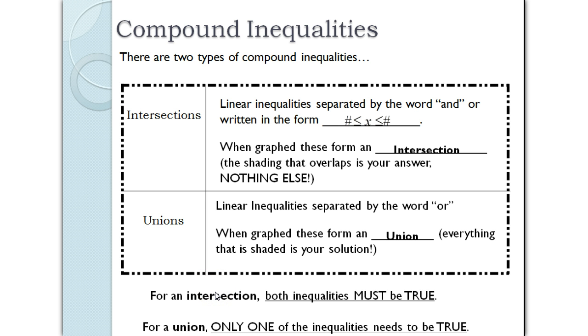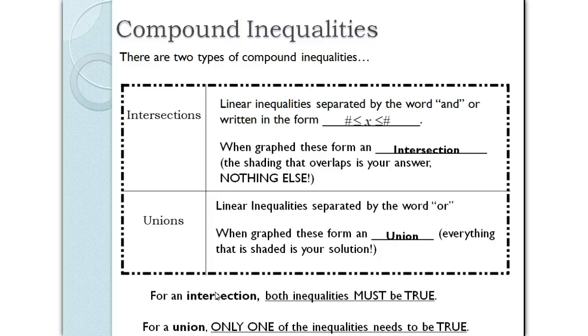So it would be very similar to me saying something like, Johnny is in biology and algebra 1. If Johnny is not in biology, then that is not a true statement. For it to be a true statement, Johnny has to be enrolled in both algebra 1 and biology at the same time for that statement to be true.